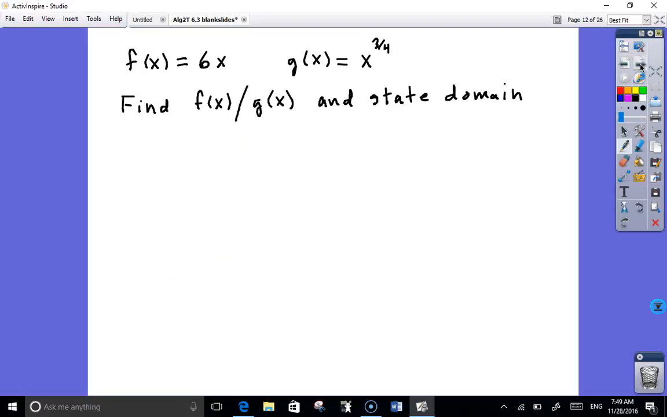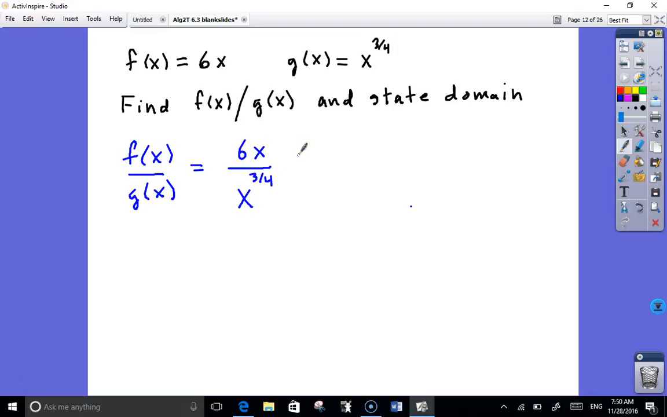Okay, now we do the divide. So f of x over g of x. We're not doing both, we're just doing the one, right? So f of x over g of x. The f of x is 6x. The g of x is x to the 3/4. All right, how can I simplify that?